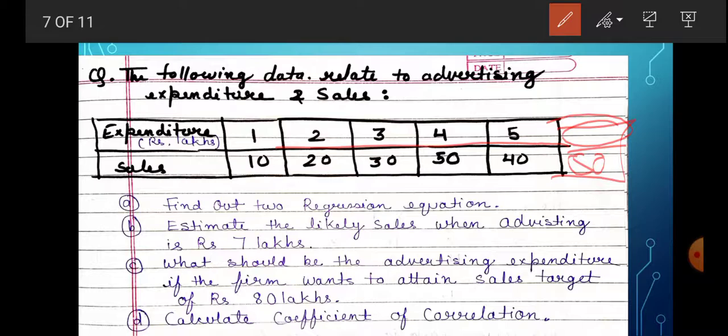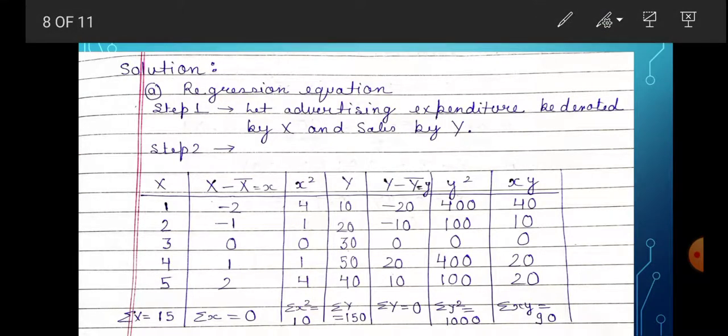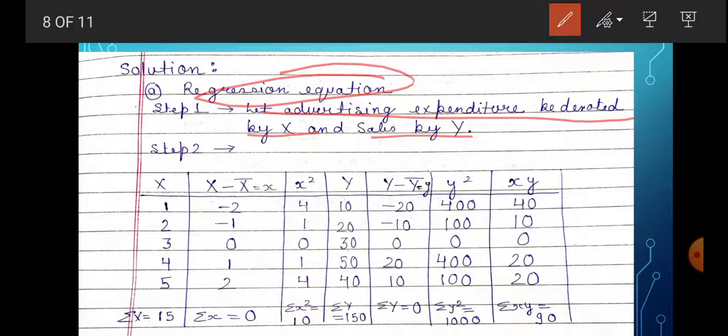Kindly see here, expenditure is 1, 2, 3, 4, 5, so 5 data points are given, and the sale is 10, 20, 30, 50 and 40. We will use this in solving the question. Now the regression equation: let advertising expenditure be denoted by x and sale by y. I have discussed this earlier. Here we write x, here we write y. The summation of x is 15 and the summation of y is 150.